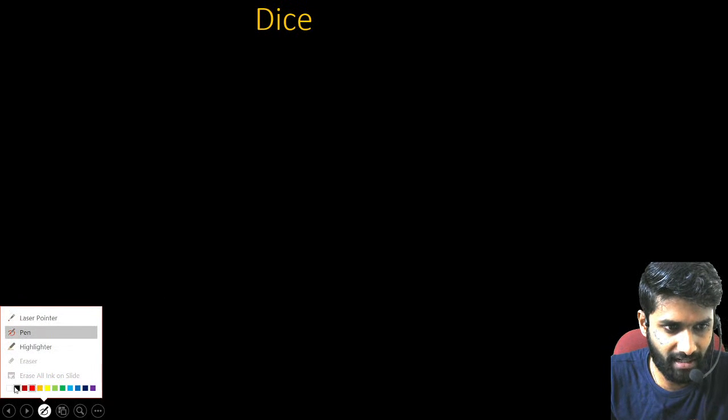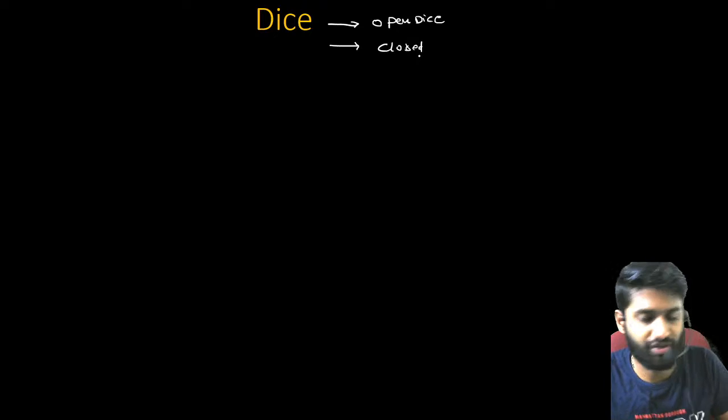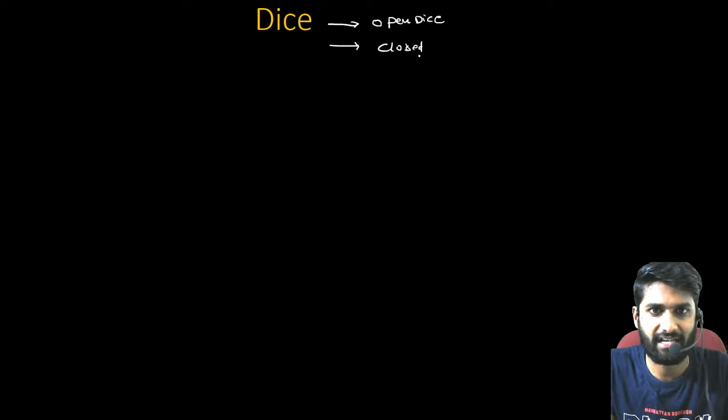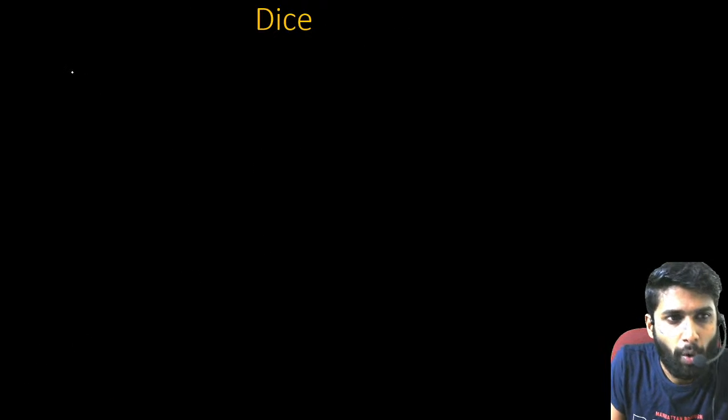Just concentrate on what the concept of dice is. First of all, there are two types of dice: open dice and closed dice. There are two types of dice questions. From the concept of dice, definitely you can expect two different questions. The first one is related to open dice and the second one is closed dice. Let's see the first one, open dice.